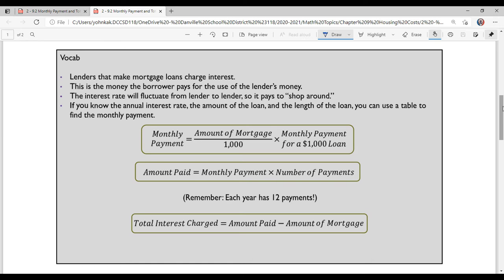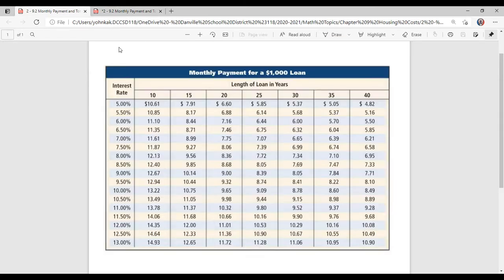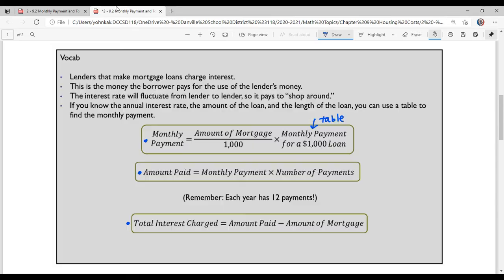So there are three formulas on this page that are really important: how to find the monthly payment, how to find the amount paid, and how to find the total interest charged. So when you find the monthly payment, you're going to take the amount of the mortgage and you're always going to divide by 1,000. And then you're going to multiply it by a value from the table. This is your table value, the monthly payment for a $1,000 loan.